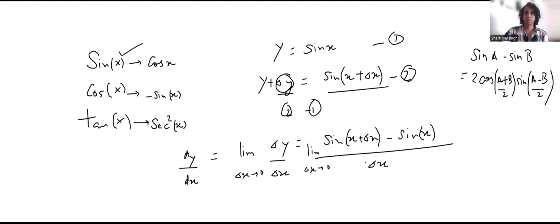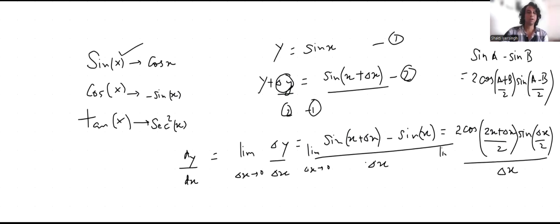2 cos A plus B by 2, which is x plus delta x plus x upon 2. So that'll be 2x plus delta x upon 2 times sine A minus B by 2. So that's going to give us just delta x upon 2 and divided by a delta x here, and the limit still stays. Right? Now let's move to the next step here. So let me make some space here.